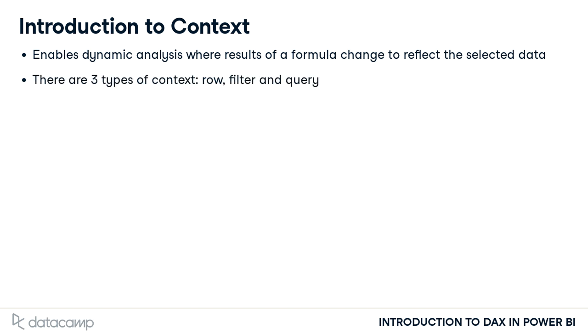There are three types of context: row, filter, and query. In this chapter, we will cover row and filter context, which are key to becoming a DAX master. Query context falls outside of the scope of this course. You can learn more about query context in future DAX courses.